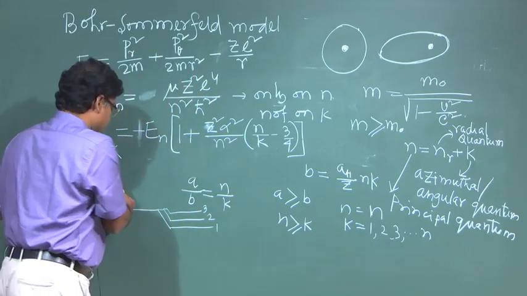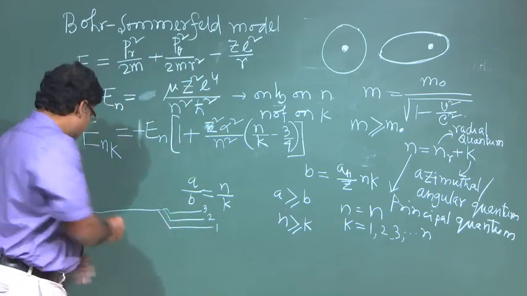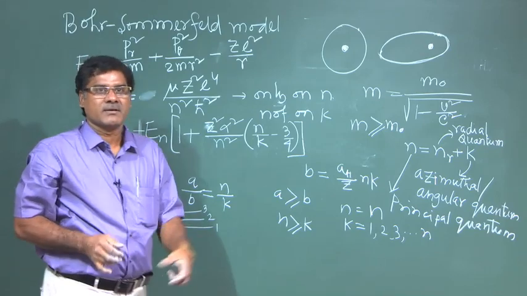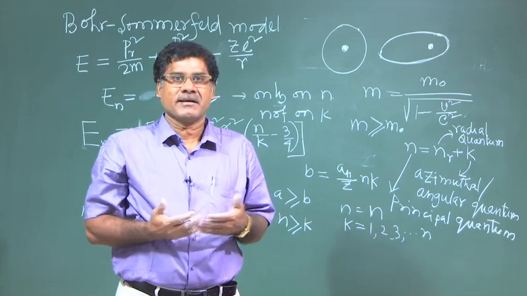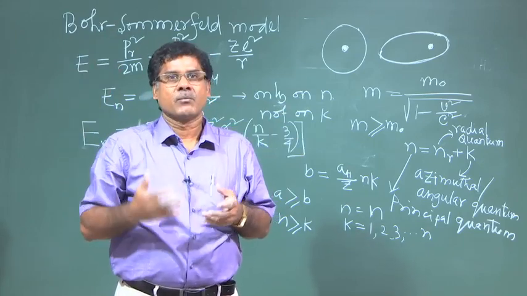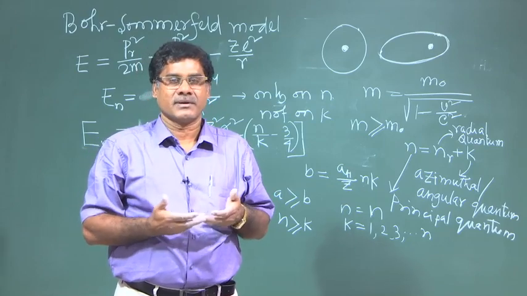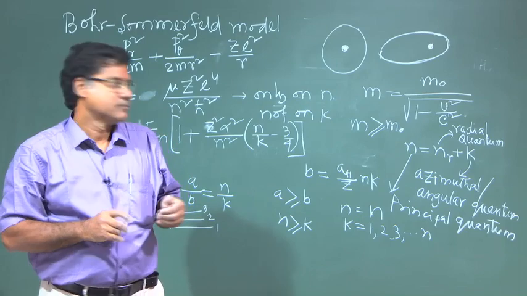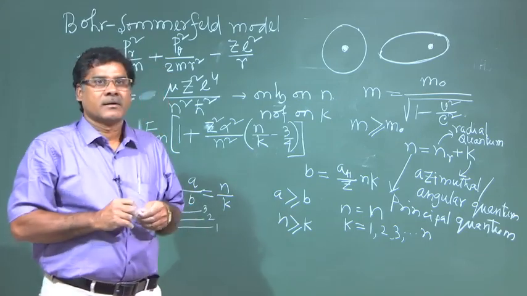So now energy levels are split. If I have taken n equal to 3, it is split into 3 lines. So each level will be split accordingly and we will get more transitions. So now it can explain the fine structure of the hydrogen atom.